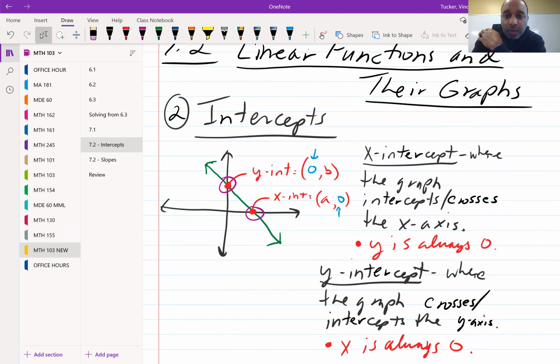So your x-intercept is where the graph intercepts or crosses the x-axis, excuse me. The y-intercept is where the graph intercepts or crosses the y-axis. For all x-intercepts, there's one characteristic that holds true, and that is y is always 0. For your y-intercepts, the characteristic that holds true is that x is always 0.